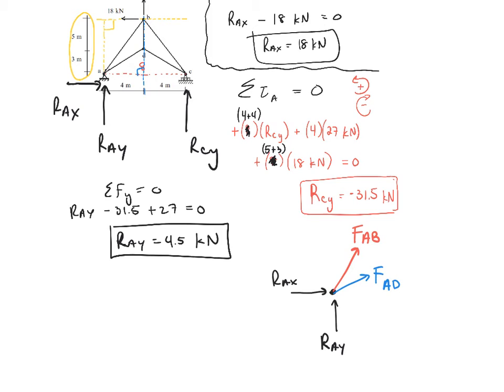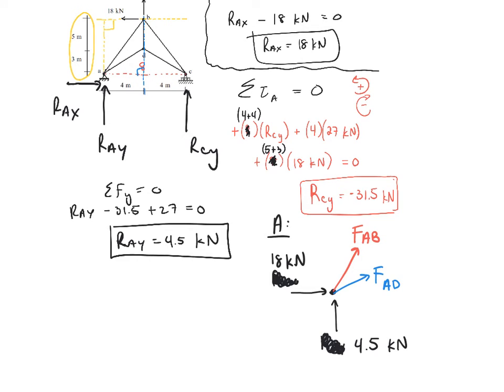How would we reference that node? We would just say node A. I would just call it node. Yeah, so if you want to do like this, go like that to start. Alright. And then RAX, because it's 18 kilonewtons, goes here. RAY we solved, we got 4.5 kilonewtons, that goes here. So I'm going to replace those.